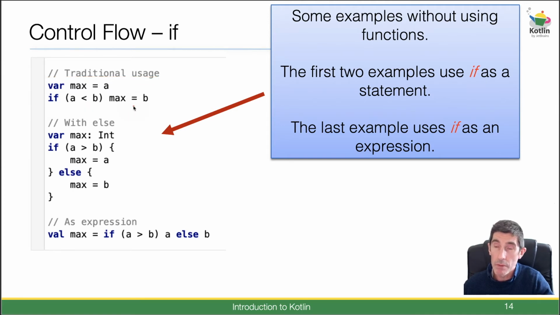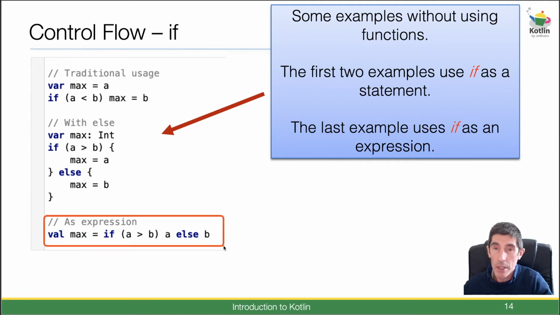So again, fairly straightforward, similar to what you would have had from your Java days. But down here we can declare our max as an int, and then assign it later on. So if a is greater than b, max is assigned a, else max is assigned b. But as an expression, we reduce it down to one line.